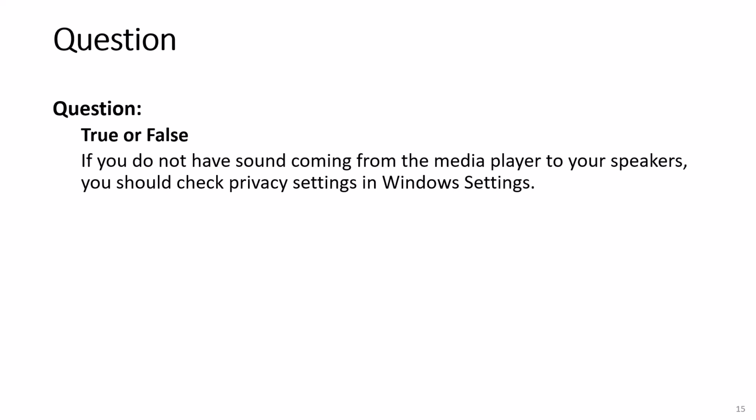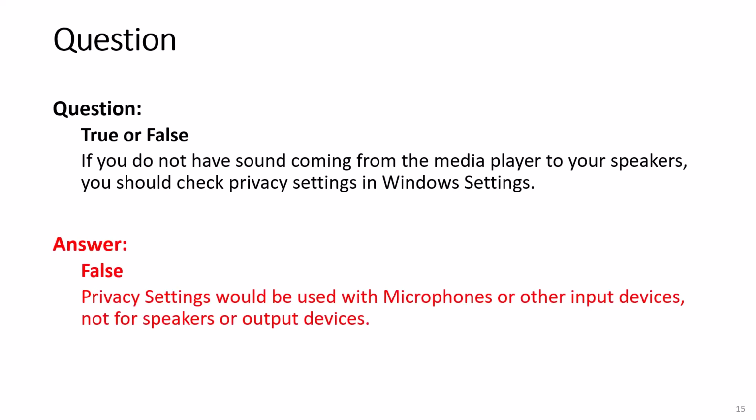Question: true or false? If you do not have any sound coming from the media player to your speakers, you should check privacy settings in Windows settings. Answer: false. Privacy settings would be used with microphones or other input devices, not for speakers or output devices.